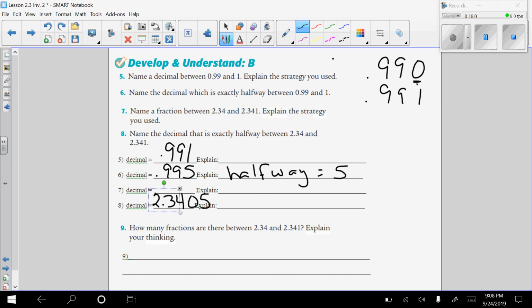And number 9 says, how many fractions are there between 2 and 34 hundredths and 2 and 341 thousandths? Well, if you think about all the numbers out there, they go on and on and on. So there would be many, many possibilities, because after thousands, I could go to 10 thousandths. I can go 100 thousandths. I can go further and further and further to find fractions that are between these numbers. So there are many possibilities there.